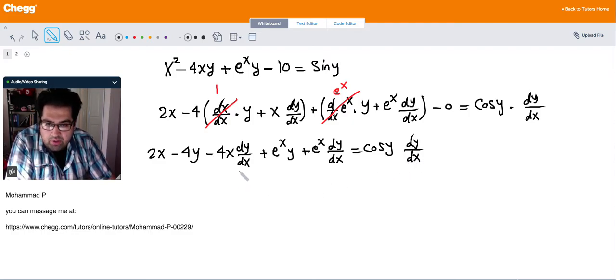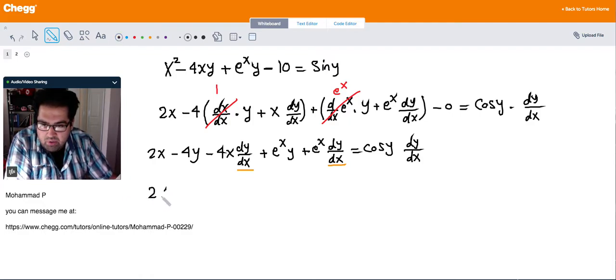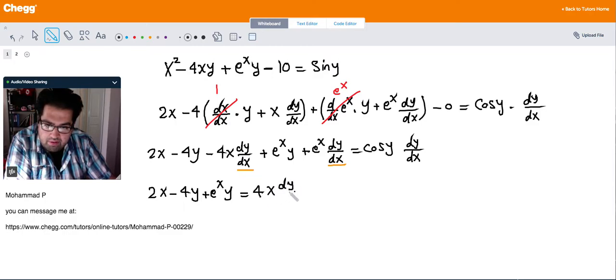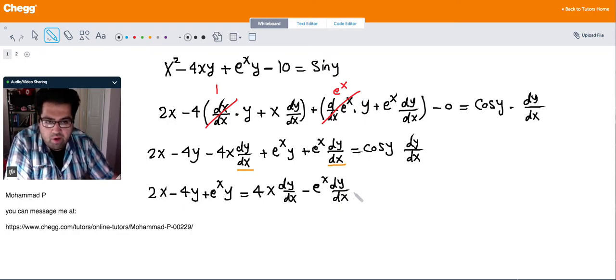Now I'm going to take everything which has dy dx to one side and keep the other one on the left. So I keep 2x minus 4y plus e to the x y on the left, and I take 4x dy dx to the right, so it becomes positive like this, and e to the x dy dx becomes negative. And then I have cosine y dy dx on the right.